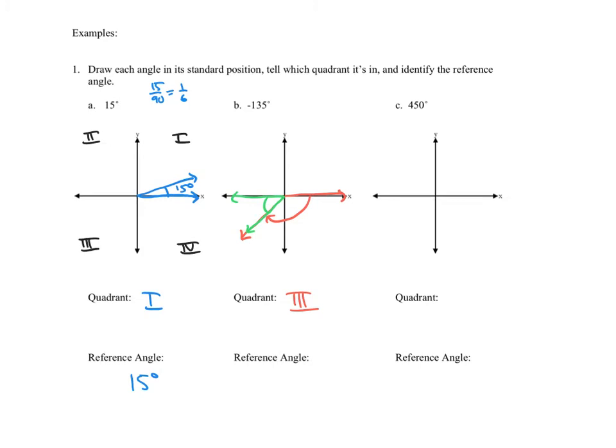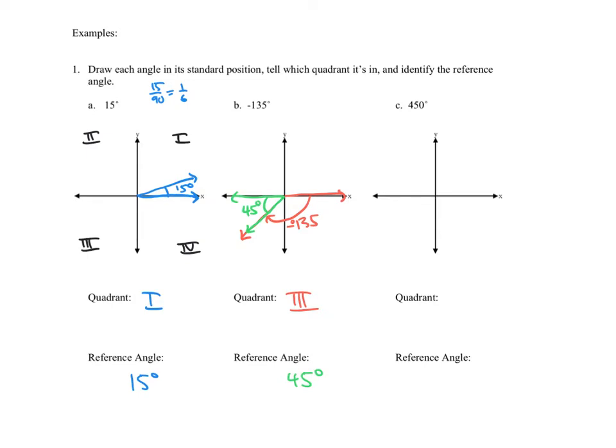Now, if 180 degrees makes up a straight line, 180 minus 135 would be 45. So this angle would have to be 45 degrees. If this is negative 135, but the reference angle is always a positive acute angle, so it's going to be positive 45 degrees.